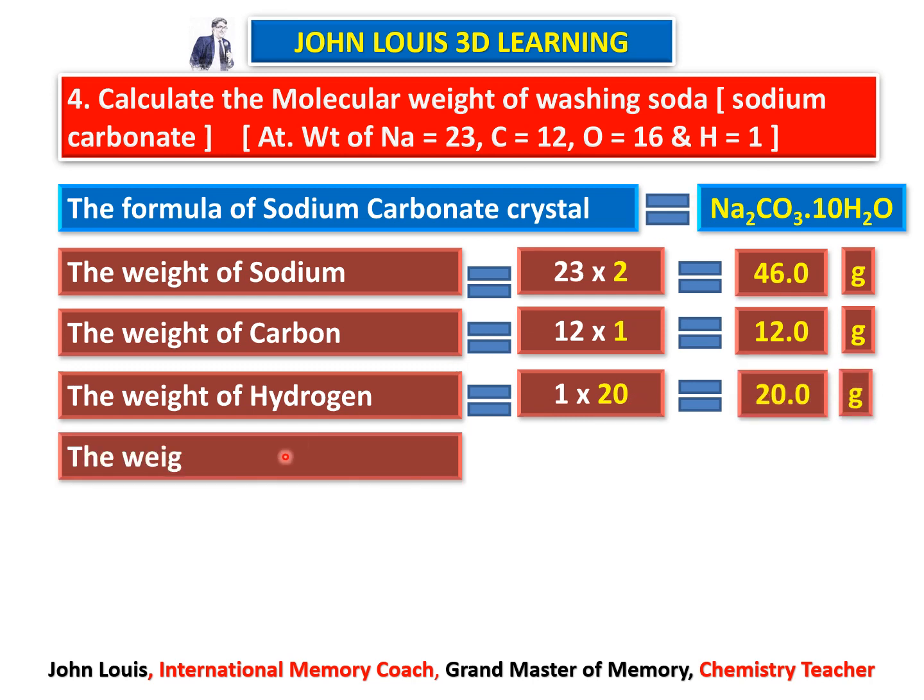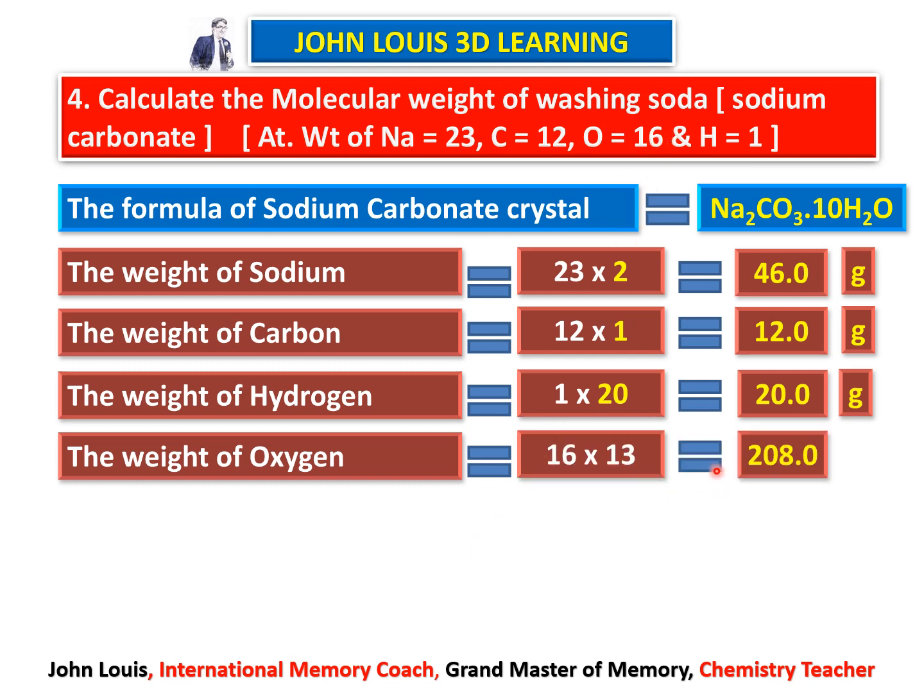Okay, the last element is oxygen. The weight of oxygen is equal to, what is the atomic weight of oxygen? Atomic weight of oxygen is 16. How many oxygens are there? So in Na2CO3, there are 3 oxygens here, O3. And in 10H2O, 10 into 1, 10 oxygens are there. Therefore 10 plus 3, 13 oxygens are there. But what is the weight of one oxygen atom? 16. Therefore, 16 into 13, that is equal to 208 grams.